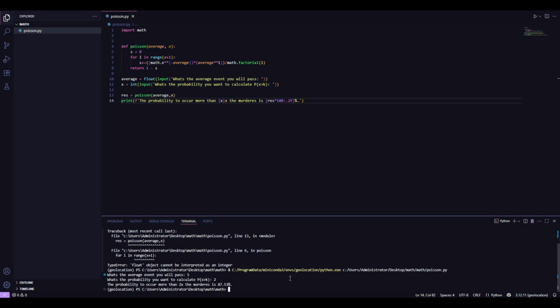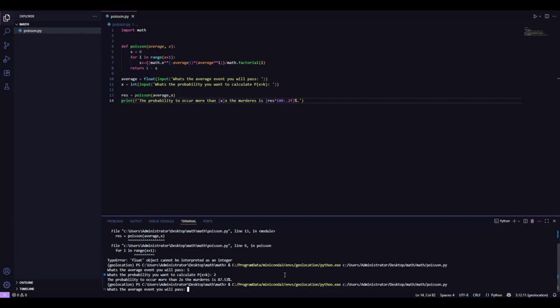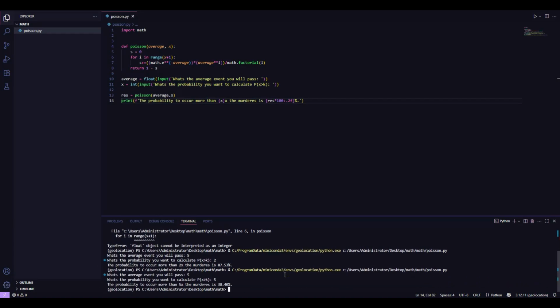There it is. The probability to occur more than 2 murders is 87.53%. And let's say 38%, and you can work on it and do whatever you want. Okay, that's the math of the Poisson distribution.